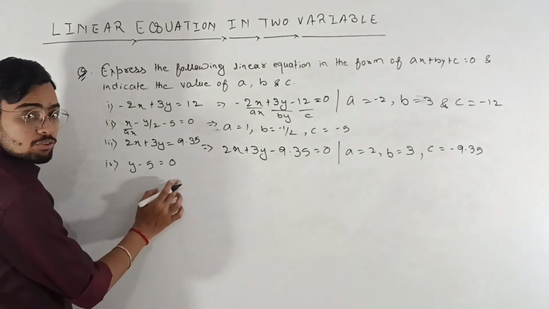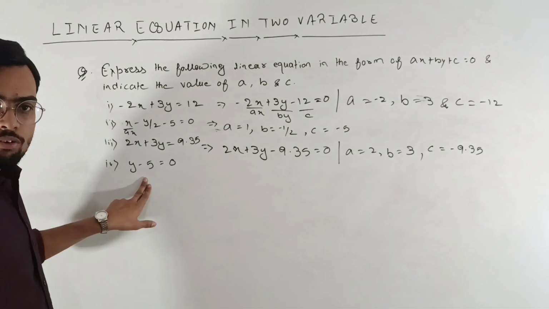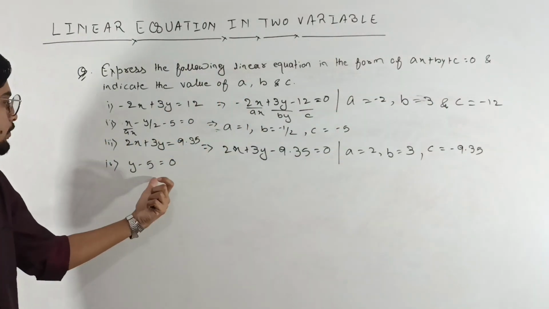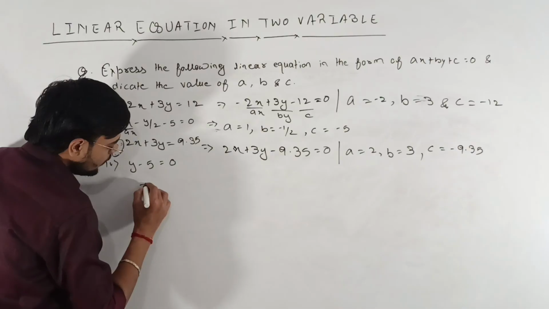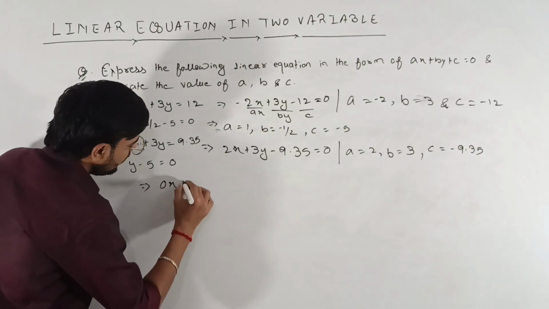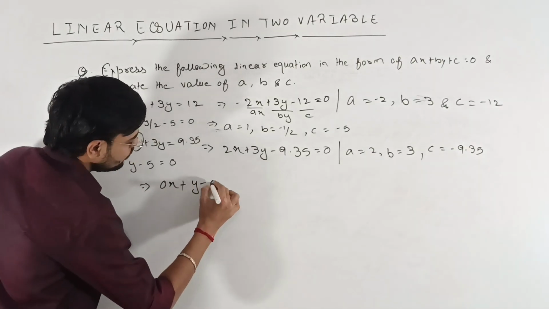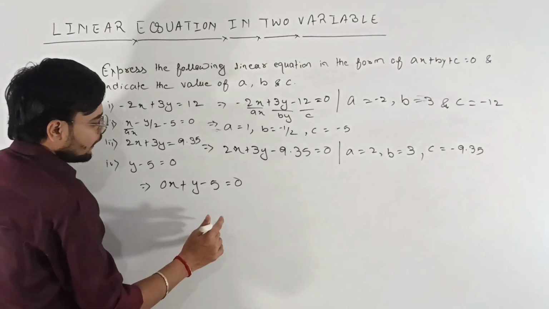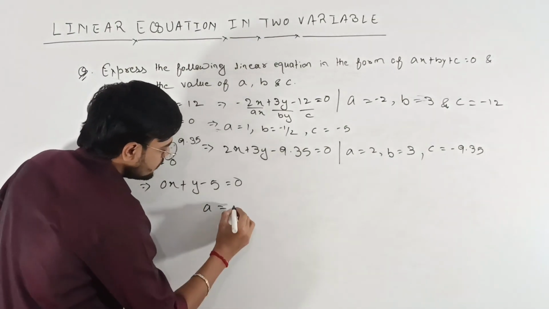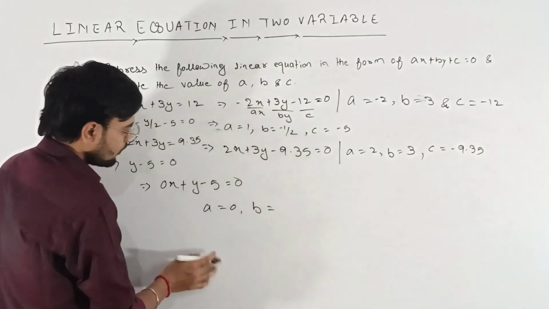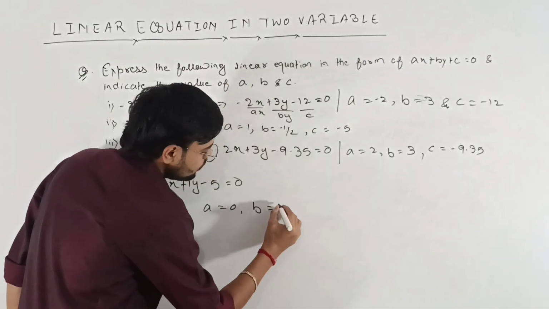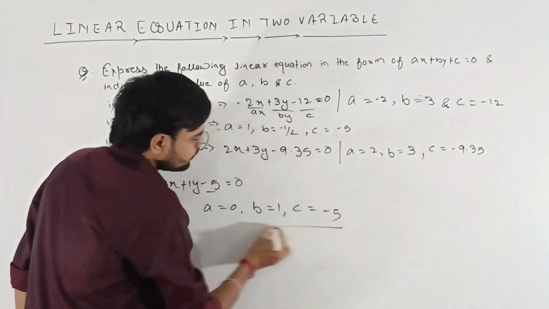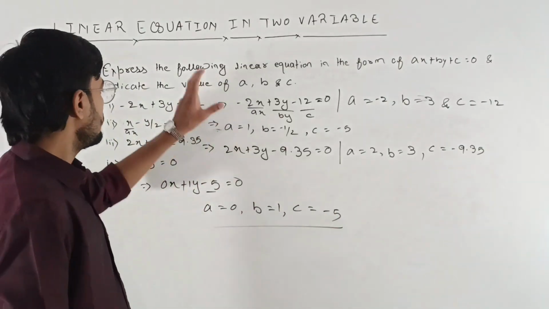Okay, now look at the fourth one. The fourth one is y minus 5 is equal to 0. This is not in general form. The general form is ax plus by plus c is equal to 0, and this is only y minus 5 is equal to 0. So for converting into general form, you write 0x plus y minus 5 is equal to 0. Now this is in general form. Now write the values: a is 0, b is 1 since nothing is written there, and c is minus 5. Okay, I hope you all understood.